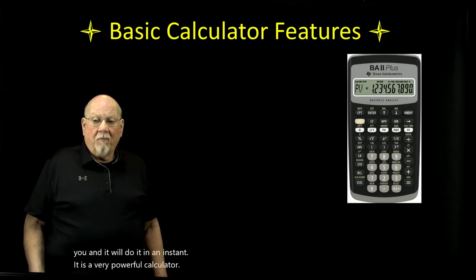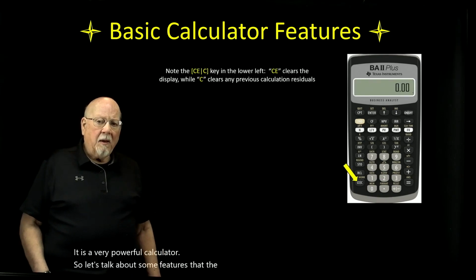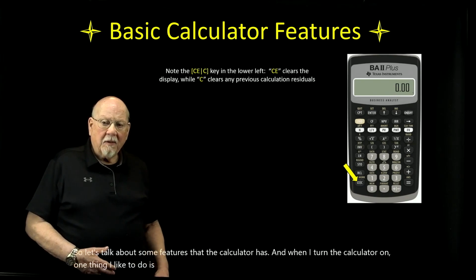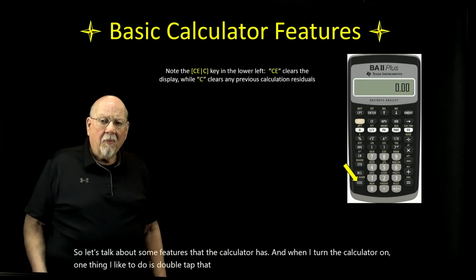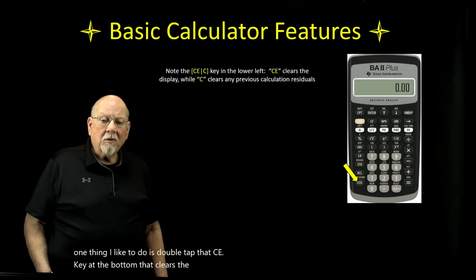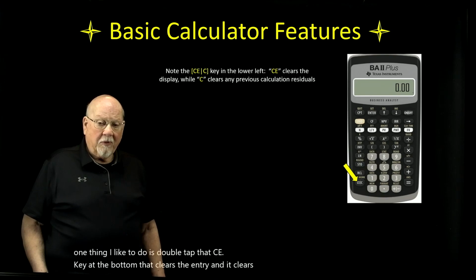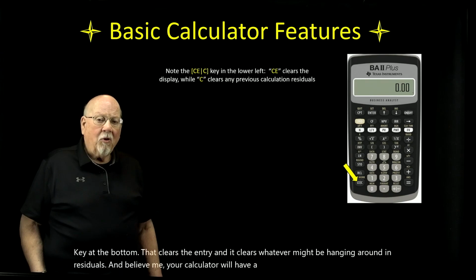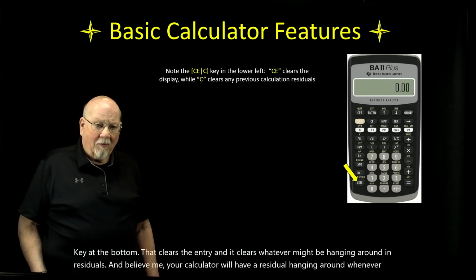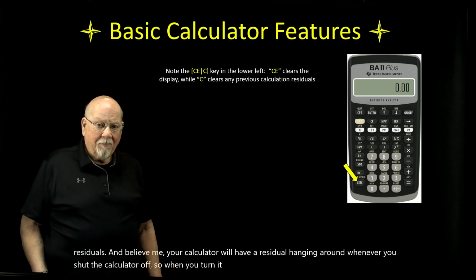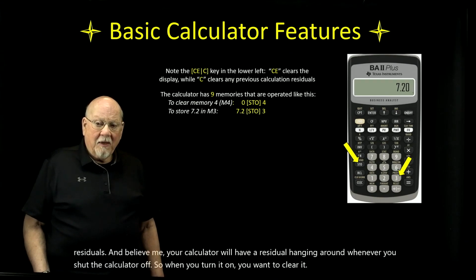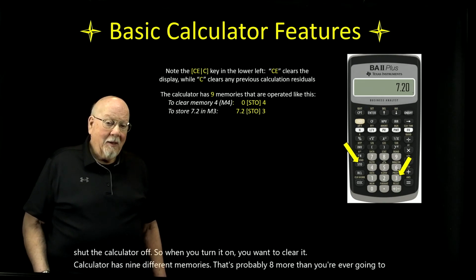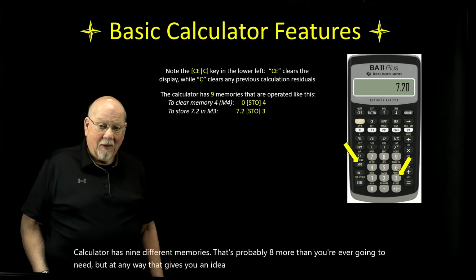So let's talk about some features that the calculator has. When I turn the calculator on, one thing I like to do is double tap that C key at the bottom. That clears the entry, and it clears whatever might be hanging around in residuals. And believe me, your calculator will have a residual hanging around whenever you shut the calculator off. So when you turn it on, you want to clear it. The calculator has 9 different memories. That's probably 8 more than you're ever going to need. But at any rate, that gives you an idea of the complexity of the calculator.